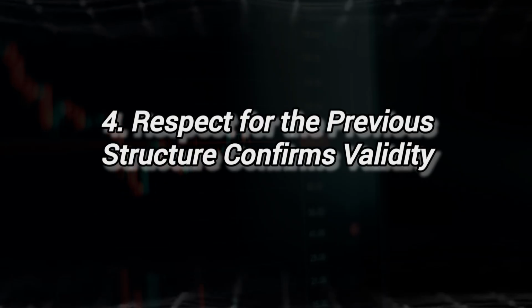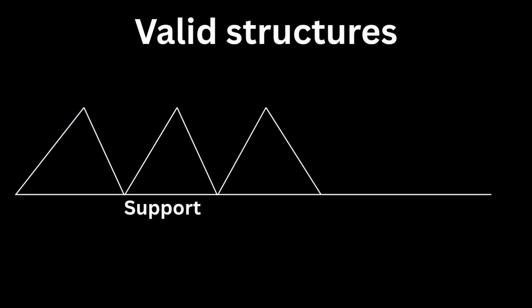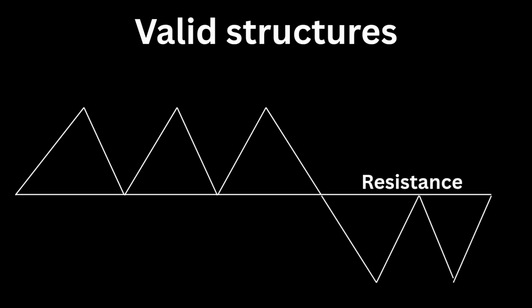4. Respect for the previous structure confirms validity. After the BOS, if price comes back and respects that broken level, turning it into support or resistance, it confirms that structure is valid. In a downtrend, the old support becomes new resistance.